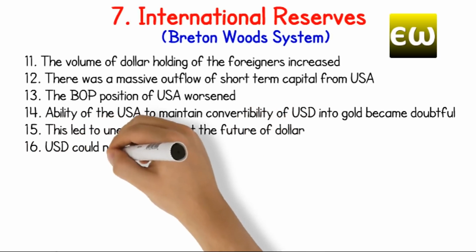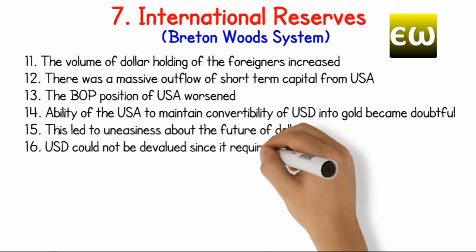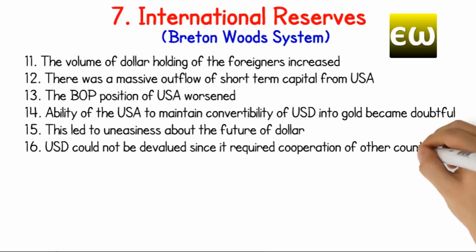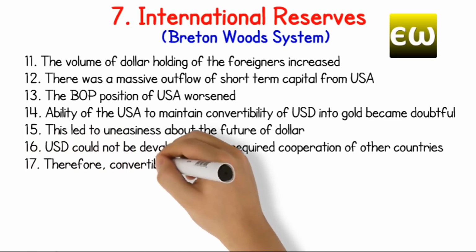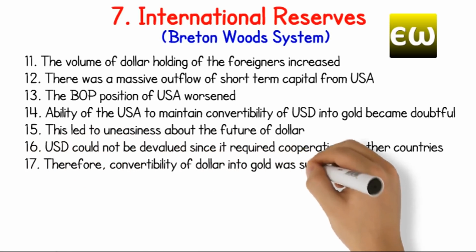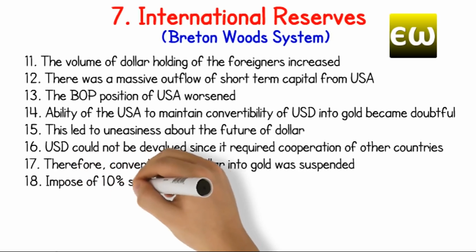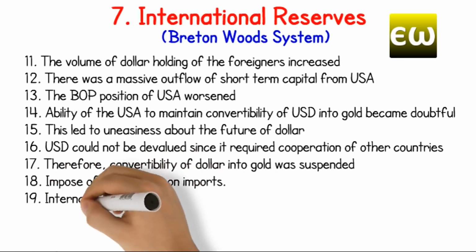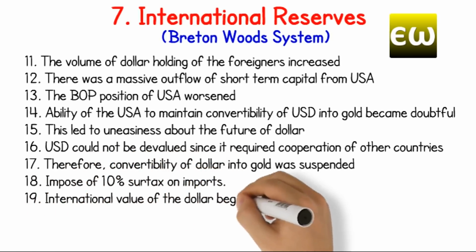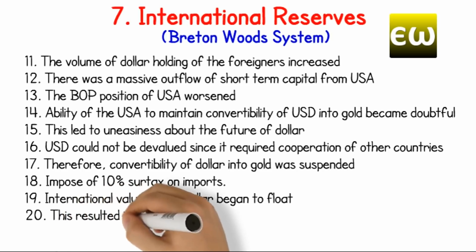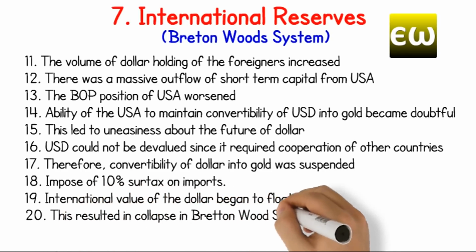Dollar could not be devalued since it required cooperation of other countries. Therefore, convertibility of dollar into gold was suspended. Imposition of 10% surtax on imports. International value of the dollar began to float. This resulted in collapse in Bretton Woods system.